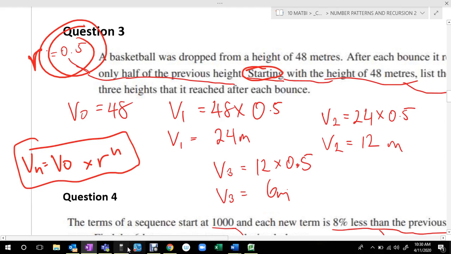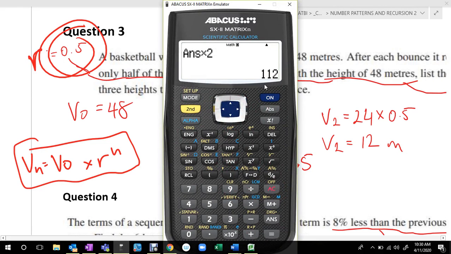But if you want to do the short way with your calculator, you can just do this. The starting height is 48. So you start with 48 and then you're timesing it by 0.5 each time. So there's term 1, term 2, term 3.